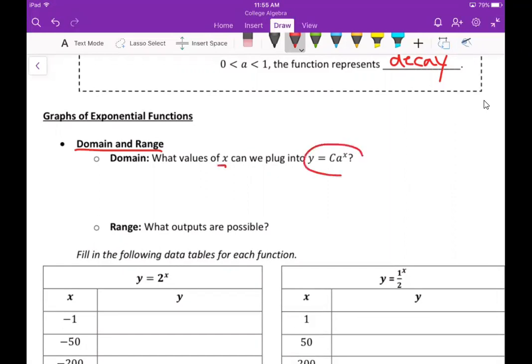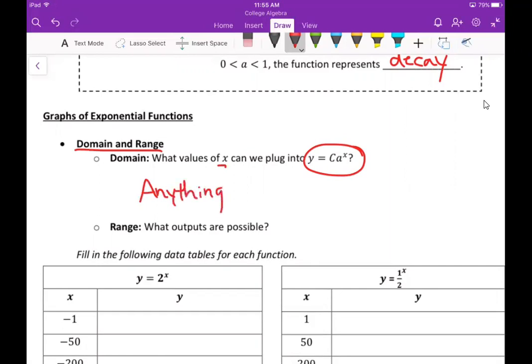So in this general form of the function, are there any types of x values you can think of that you wouldn't be able to plug in? So is there any type of exponent I can't have? And the answer here is no. We can plug in anything we want for x.